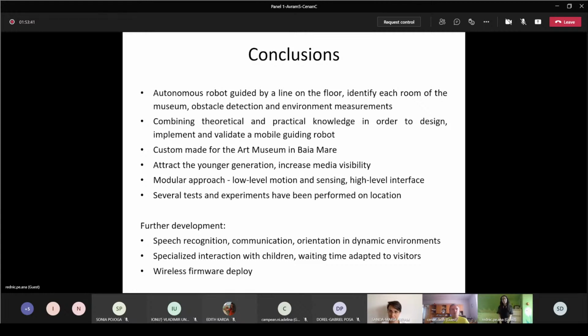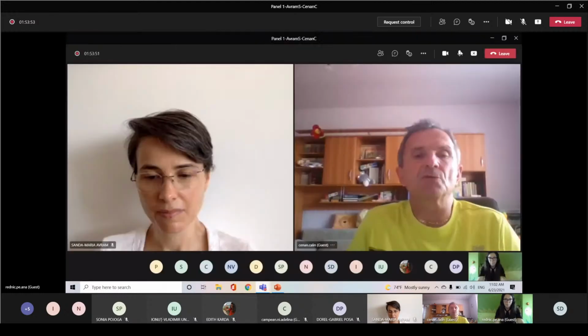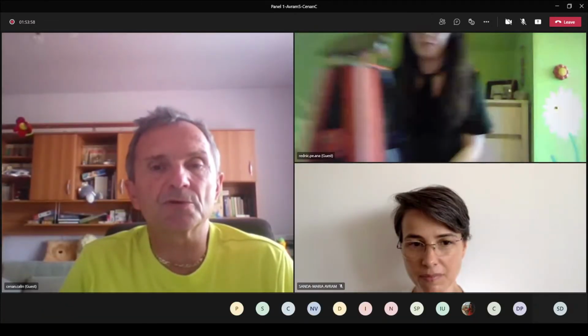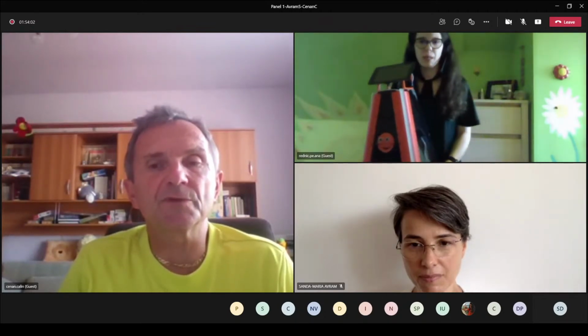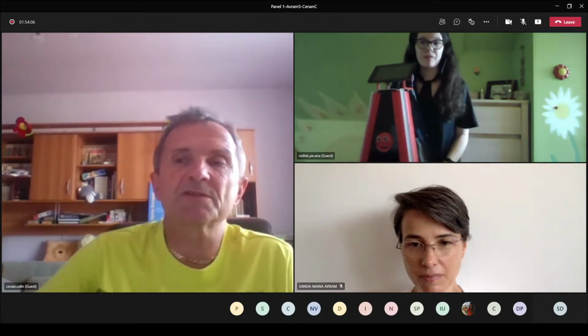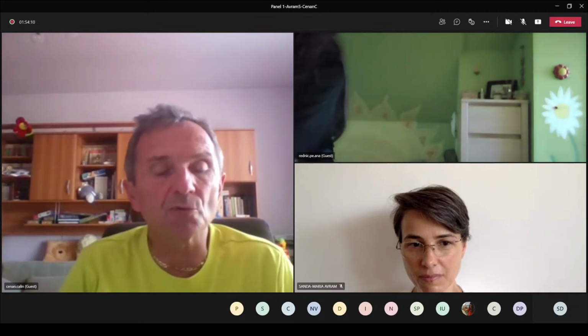I have also questions. You mentioned in the conclusion that it's custom made for the art museum in Baia Mare, and you also mentioned that it stored the configuration of the rooms. It's stored in memory. Yes. But the actual configuration might change during the day, and there would be more obstacles in the room.